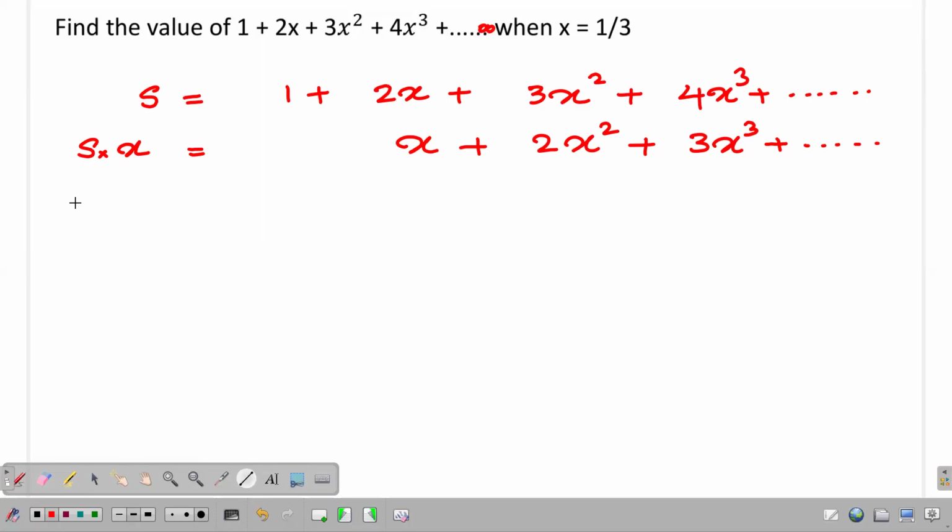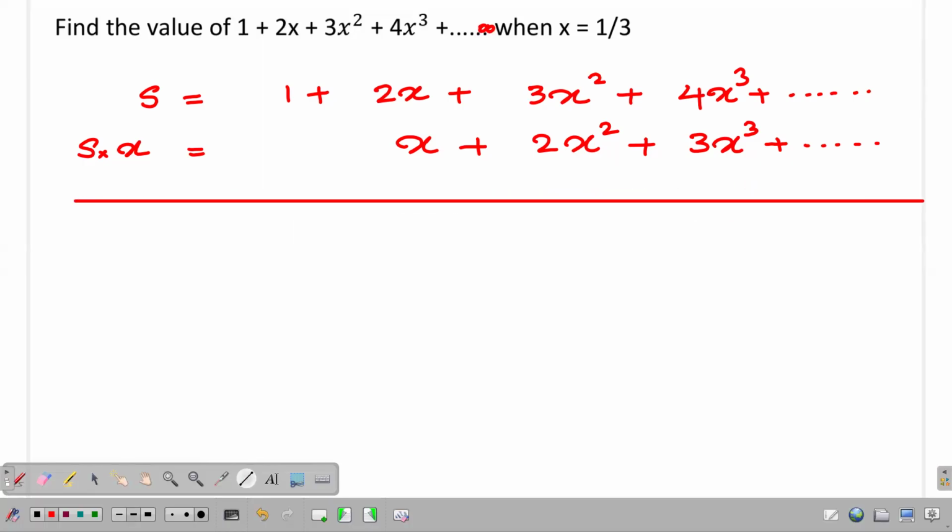Now just observe. I'm calling this top one the first equation, and the one below it I consider the second equation. So I have equation 1 and equation 2. Suppose I am going to perform equation 1 minus equation 2. You know what will happen?